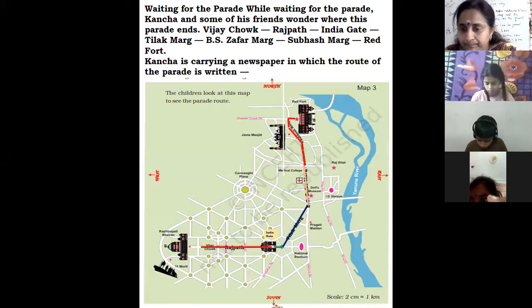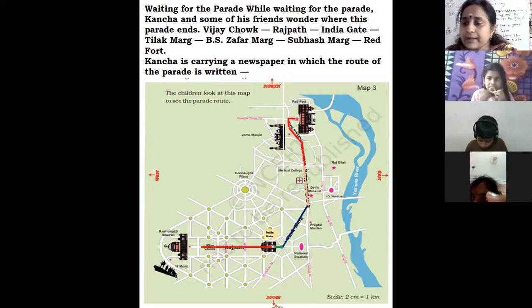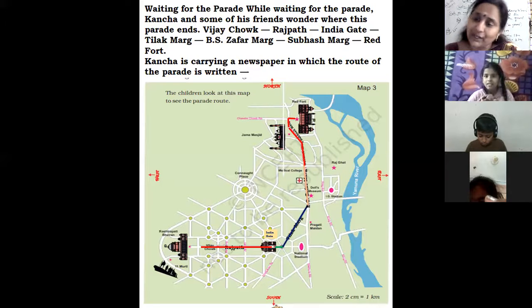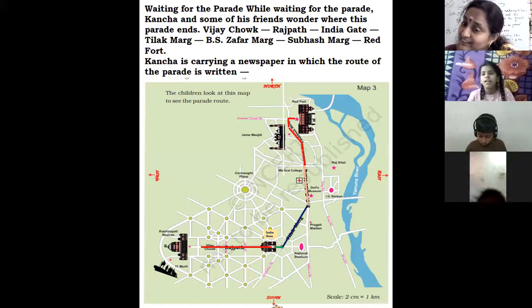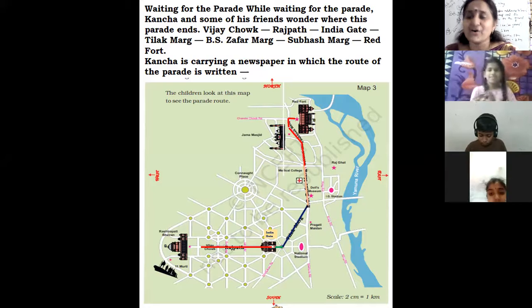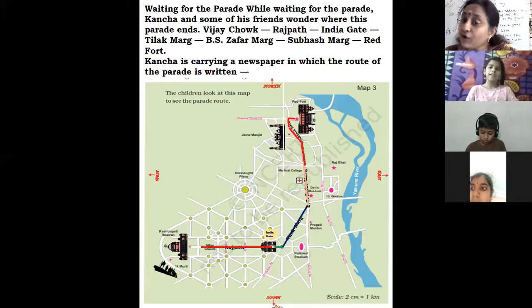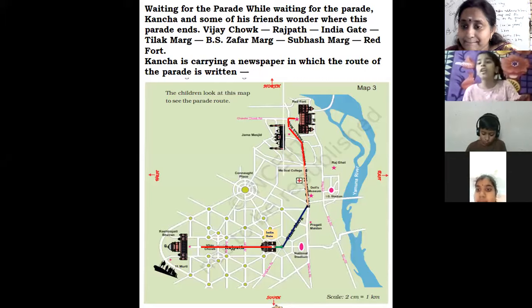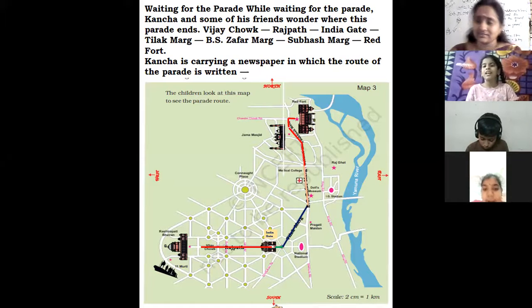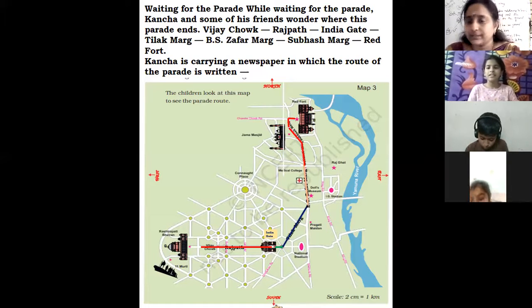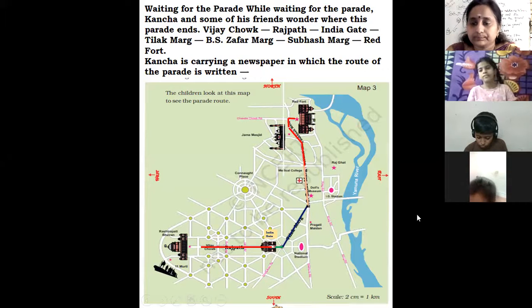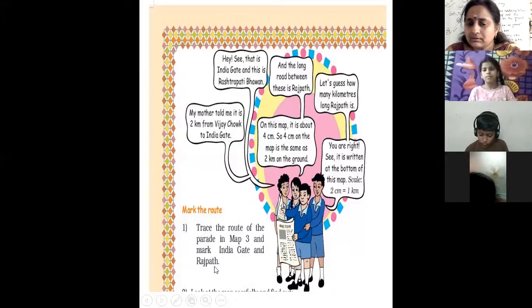Is it clear? Whenever we say 2 centimeters, we can take it as 1 kilometer. Then 1 centimeter will become half a kilometer. Very good. 1 centimeter, half kilometer. Then 4 centimeters is 2 kilometers. Yes, very good. 4 centimeters, 2 kilometers. Okay, now coming to the division chapter.